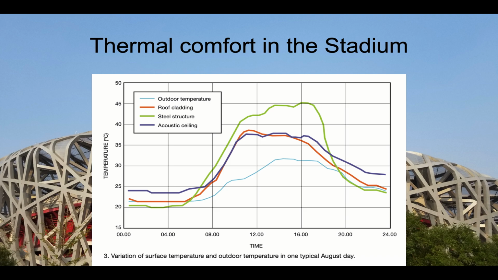As shown in the figure, the surface temperature of the roof and steel members on a typical day during the Olympic Games. The maximum temperature of the acoustic ceiling and the roof cladding could increase to 38 degrees during the daytime, with the roof steel members as hot as 47 degrees due to the strong solar radiation effect and the heat absorption properties of steel.